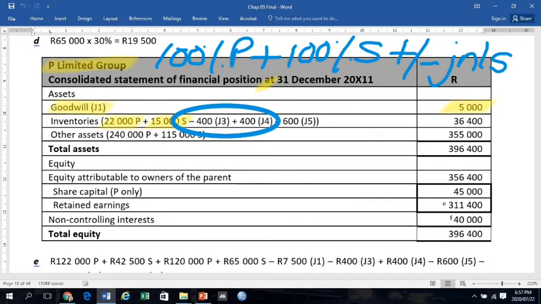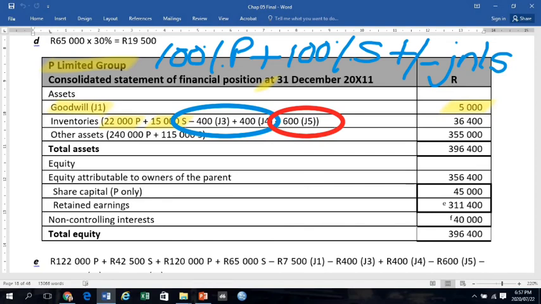The 600 Rand gives effect to the journal that we've written for the unrealized profit in closing inventories. Included in the 15,000 Rand closing inventories of the subsidiary is inventories of 6,600 that was purchased from the parent, and that is overstated for group statement purposes. We wrote a journal under Journal 5 where we've credited the inventories of the subsidiary with 600 Rand. That is the effect of unrealized profit in closing inventories on the line item inventories in the SFP.